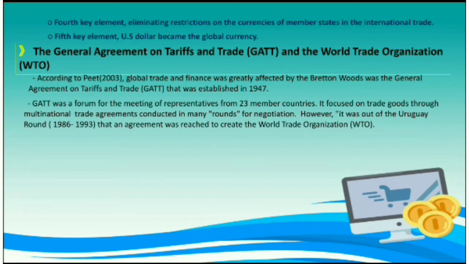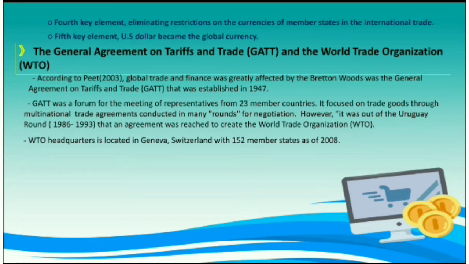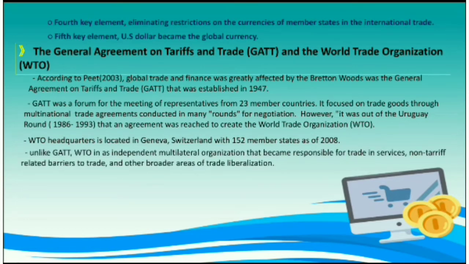However, it was out of the Uruguay round in 1986 to 1993 that an agreement was reached to create the World Trade Organization. The WTO headquarters is located in Geneva, Switzerland, with 152 member states as of 2008. Unlike GATT, the WTO is an independent multilateral organization that became responsible for trade in services, non-tariff related barriers to trade, and other broader areas of trade liberalization.